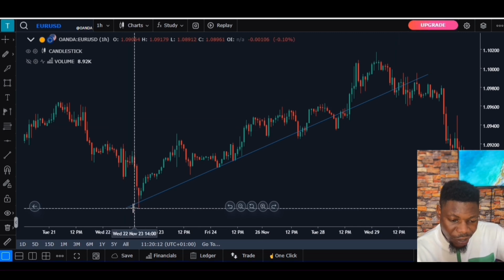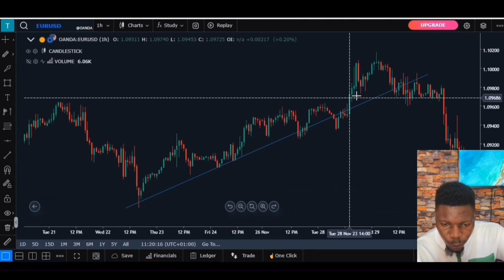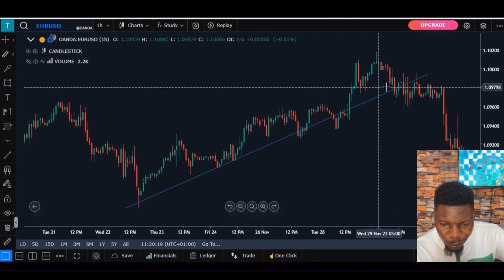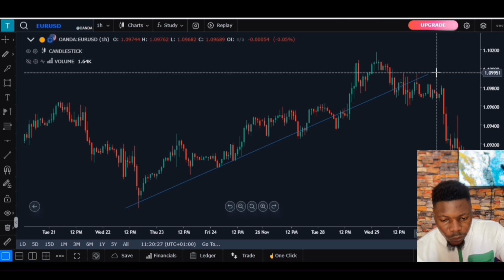Before, this was the right trend line. You see, it was respecting it, but they took out some people here. That's what happened. Manipulation. They manipulated people out here. But now my strategy overcomes all this manipulation.